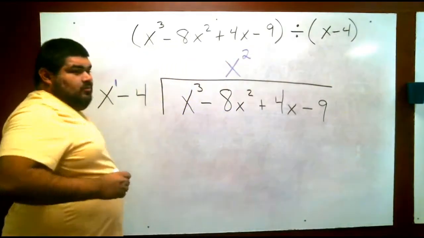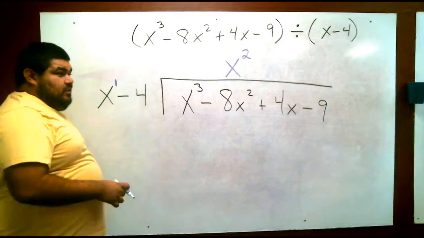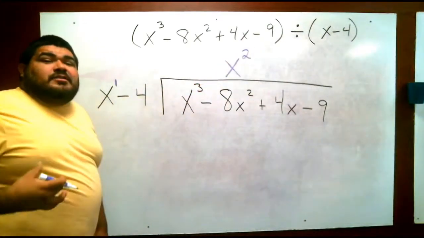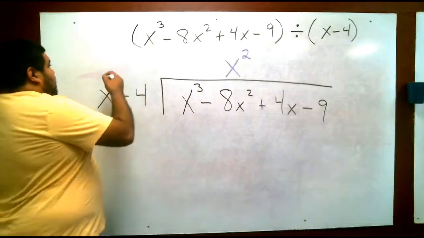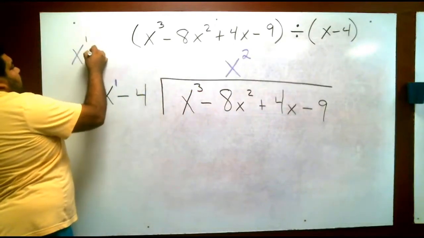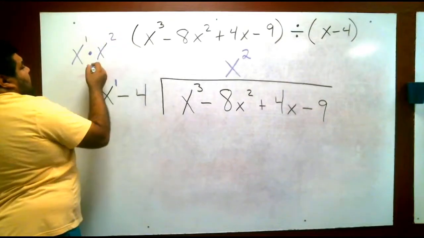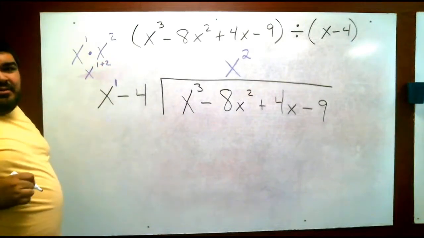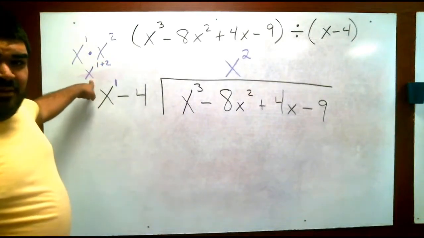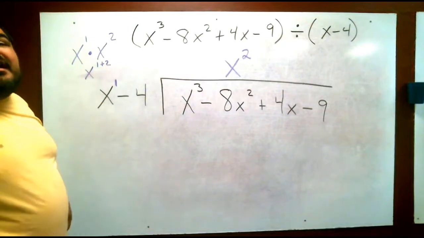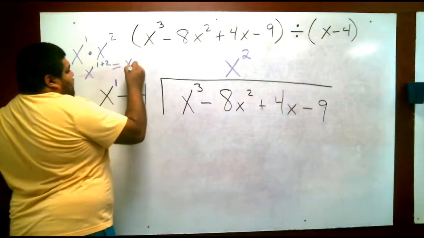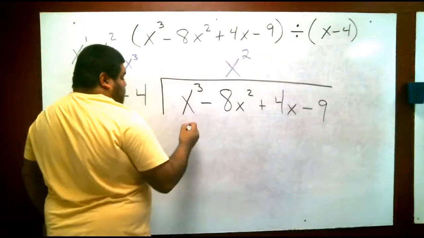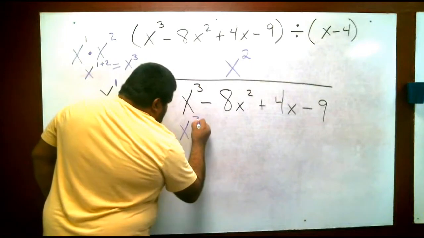squared. Okay? Again, the reason why is because x to the first times x to the second is x to the third power. Okay? Because remember, x^1 times x^2 is like saying x^(1+2), which is x^(1+2), which is x to the third. Okay? So again, x^1 times x^2 is x to the third.